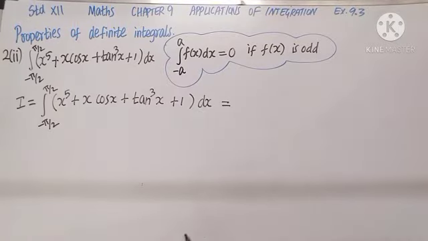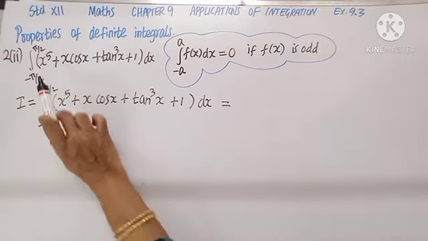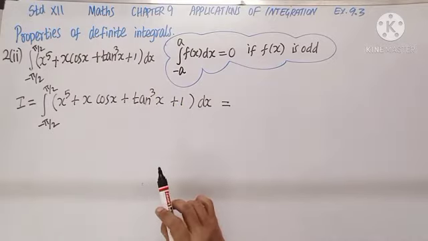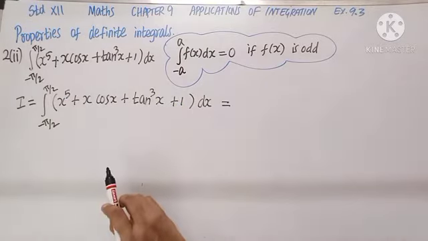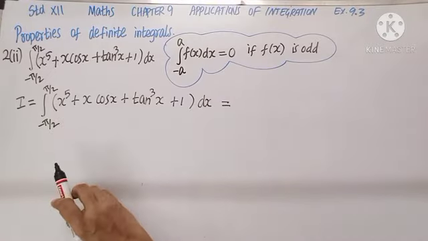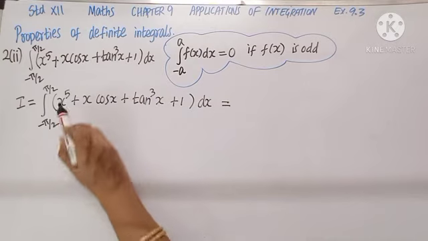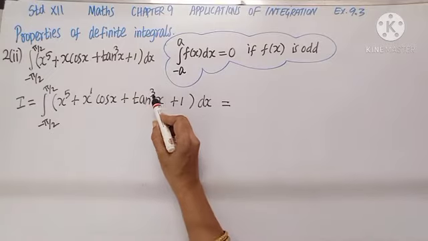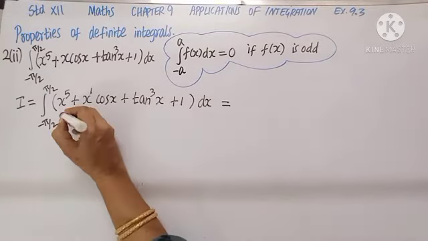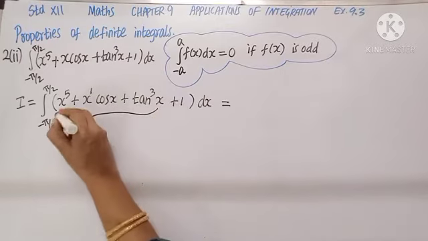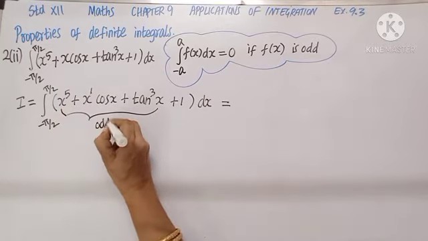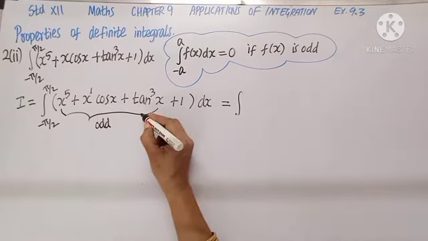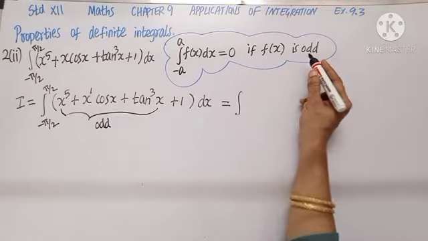Second subdivision, integral minus pi by 2 to pi by 2 of (x power 5 plus x cos x plus tan cube x plus 1) dx. Given a problem like this, as I check the powers, x power 5, it is odd. X power 1, it is odd. Tan power 3, that is also odd. So these three functions, as I check, they are odd. Let me split and write it, because if I come to know it is odd, I can immediately say my answer is 0.